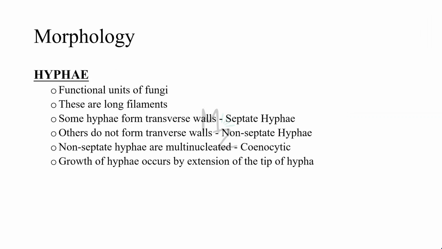These are the functional units of fungi. Singular is hypha and plural is hyphae. These are long filaments. Some hyphae form transverse walls, the septate hyphae, whereas others do not, which are non-septate hyphae. Non-septate hyphae are multinucleated, coenocytic. The growth of hyphae occurs by extension of the tip of the hypha, not by cell division all along the filament.